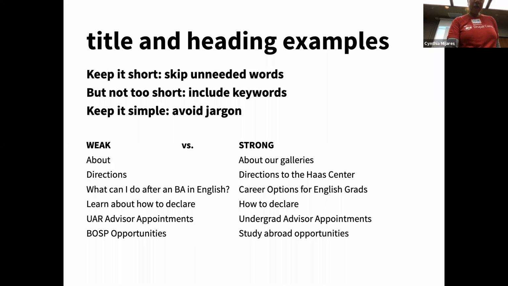Actually, these are also for headings. Learn about how to declare. Just keep it simple: how to declare. Here's another jargony one, UAR. I have to read, what is UAR? Undergraduate Advisor Appointments. Okay, and then same thing with BOSP: Study Abroad Opportunities.